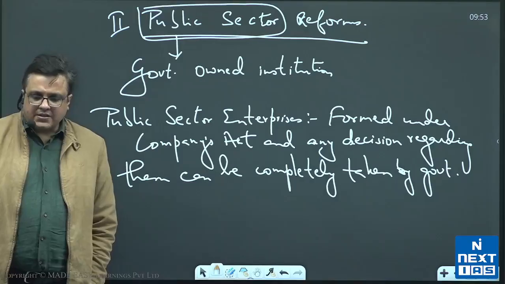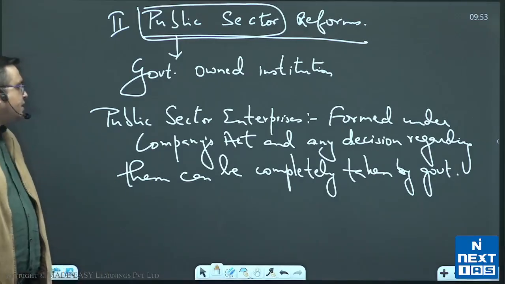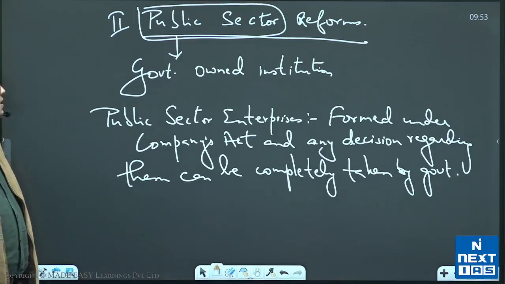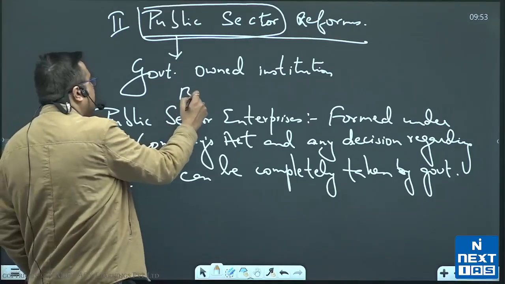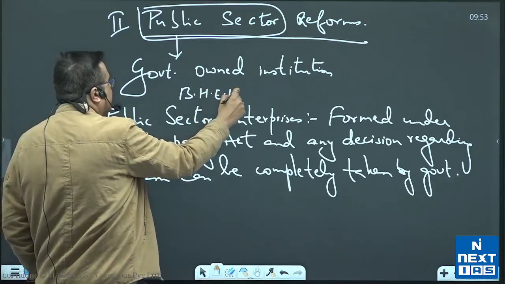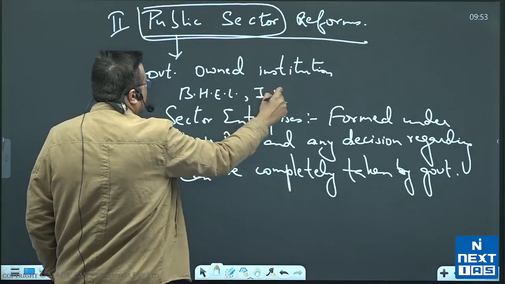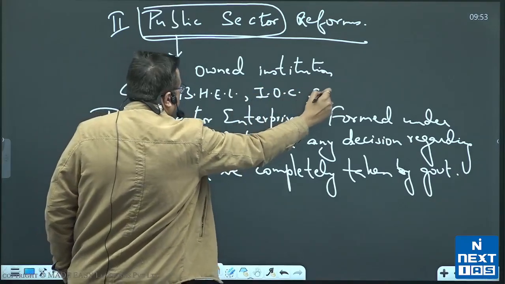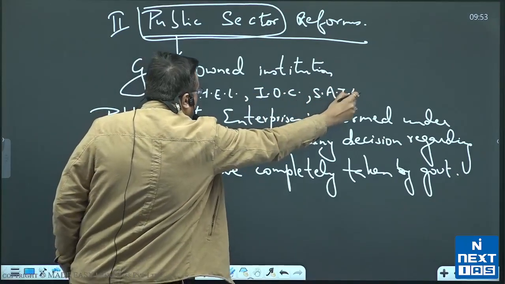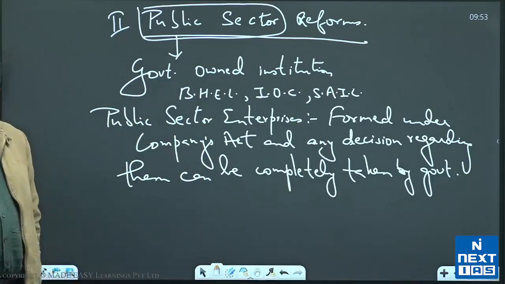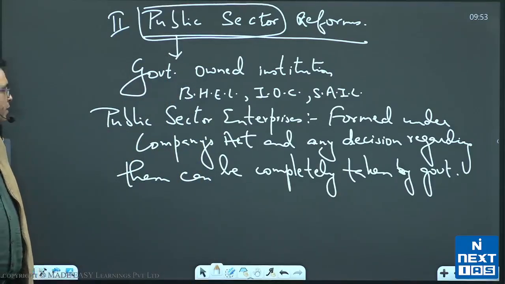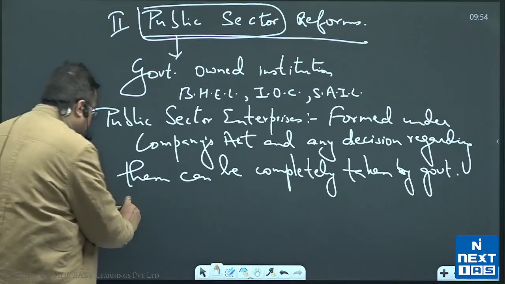So these are public sector enterprises formed under the Companies Act, and any decision regarding them can be completely taken by the government. For example, Bharat Heavy Electricals Limited, or Indian Oil Corporation, or Steel Authority of India Limited. These are all typical public sector enterprises.